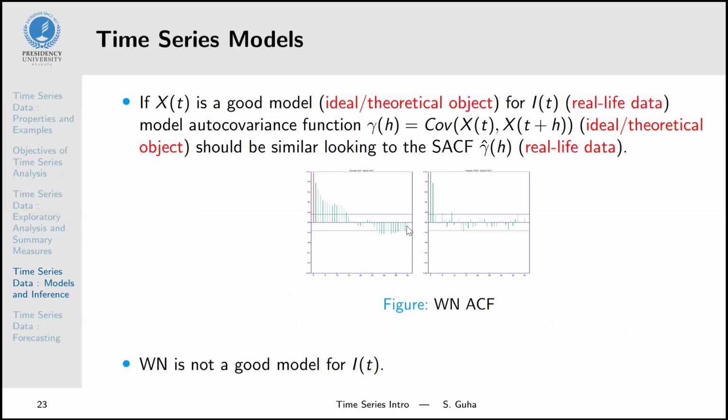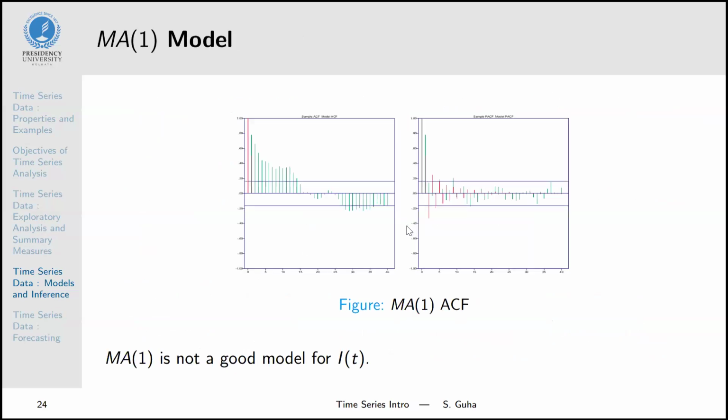Now let us go back to that picture. We saw that white noise is not really a good model for this irregular component. Is MA1 a good model for the irregular component? No. Because what is happening with the MA1? You can see that at lag 0, it is 1. Lag 0 will always be 1, because lag 0 means you are calculating the correlation of today with today. There is no gap. So the correlation will always be +1.